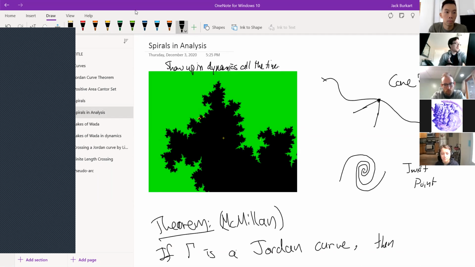And in fact, they're actually ubiquitous in complex analysis. Infinite spirals are actually one of the two modes of behavior that happen on the boundary up to a set of measure 0. So I want to define a couple points just with pictures.